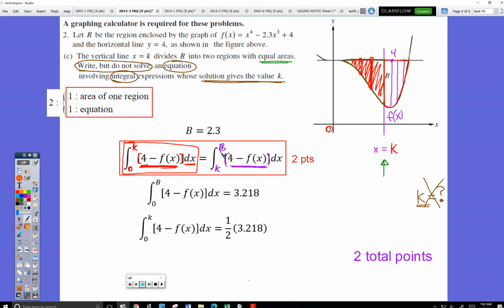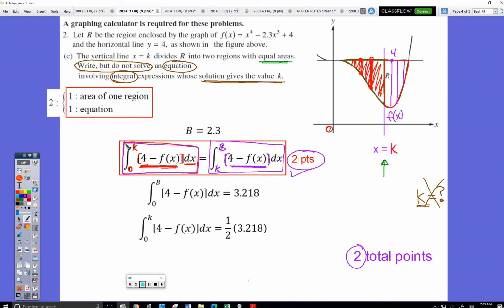That's an equation. It involves k, it involves integral expressions, and the value of k that would make that equation true is the solution to that equation. So that's exactly what they want. You get 2 points for doing that. 2 total points. I'd say if you have one of the two integrals, they probably will give you 1 point. So if you have this one, or you have this one, they'll probably give you 1 point.